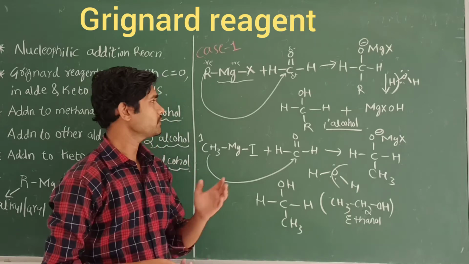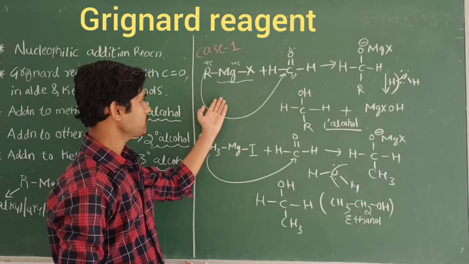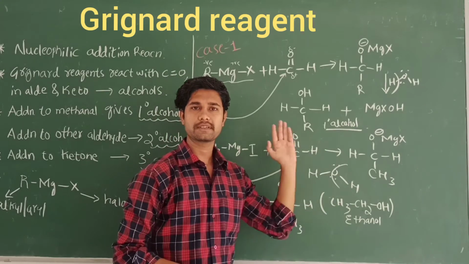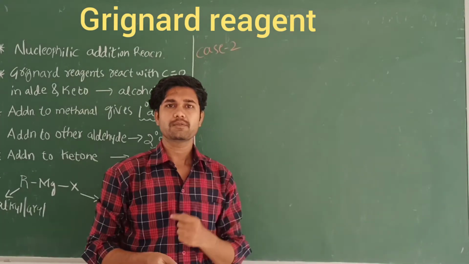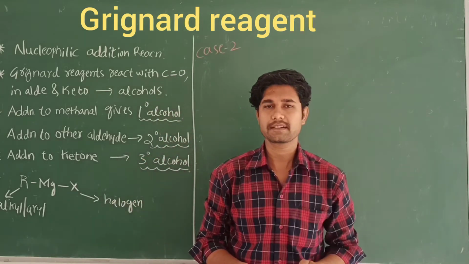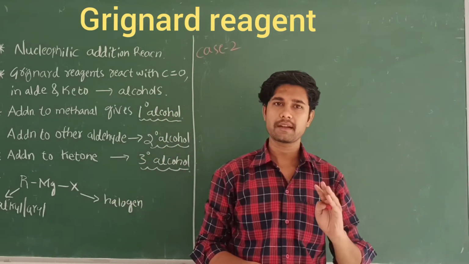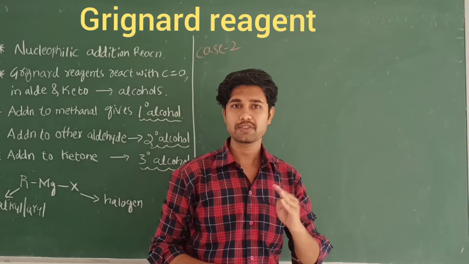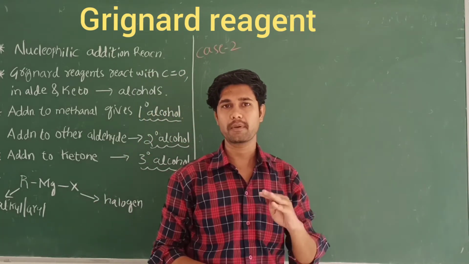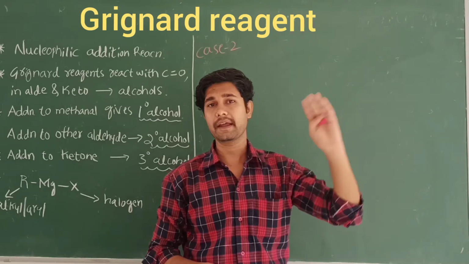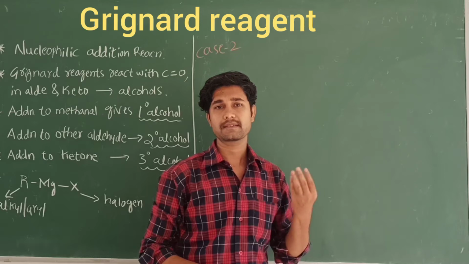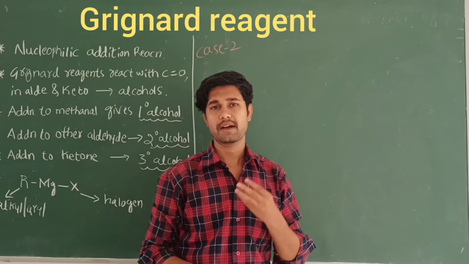You can see how this Grignard reagent attacks the aldehyde and forms the respective alcohols. So this is case 1, where we have seen how the Grignard reagent attacks formaldehyde. In case 2, we are also treating the Grignard reagent with an aldehyde, but instead of methanal or formaldehyde, we take an aldehyde other than formaldehyde. For example, I can take acetaldehyde, CH3-C double bond O-H.